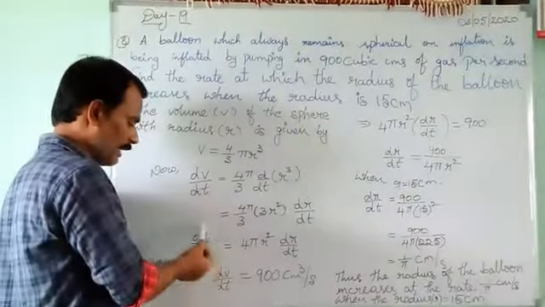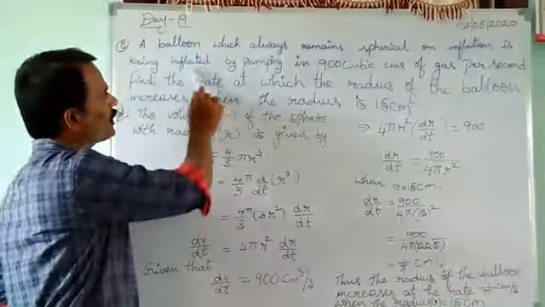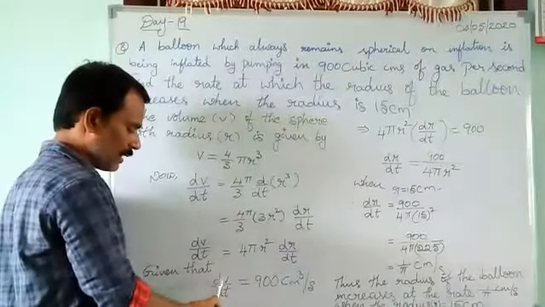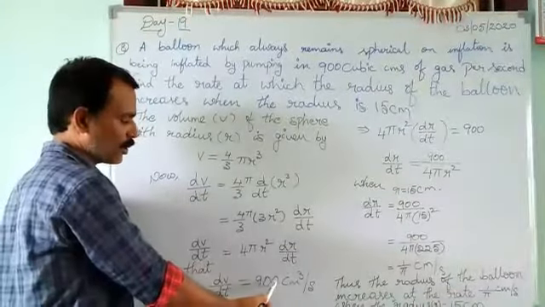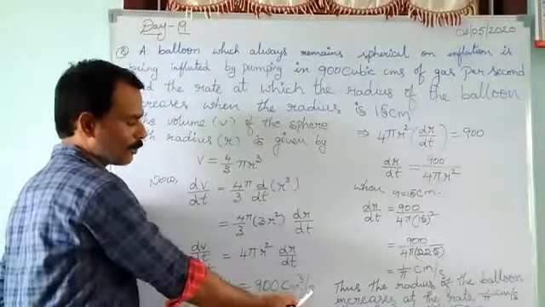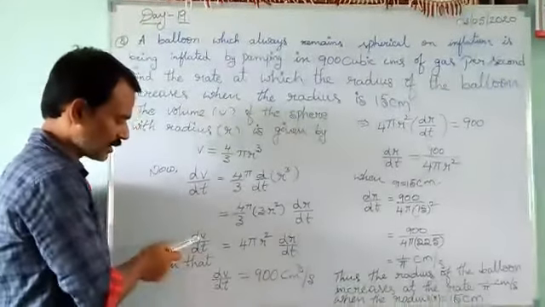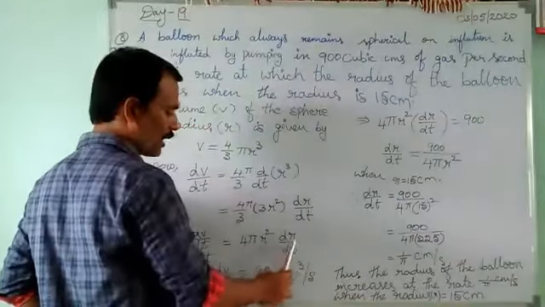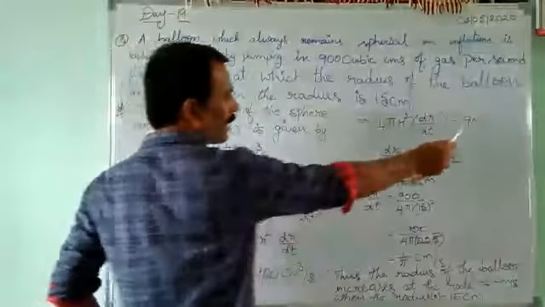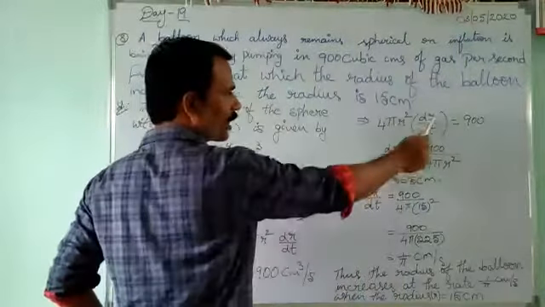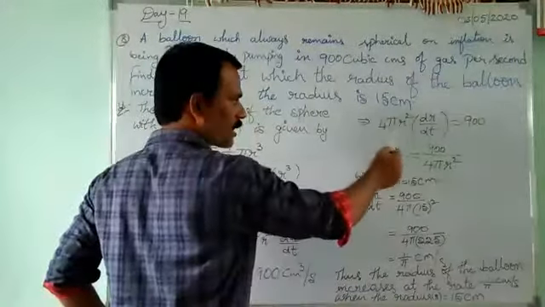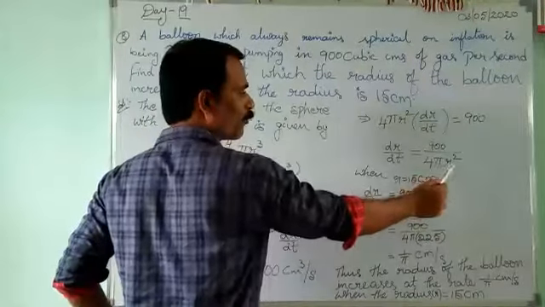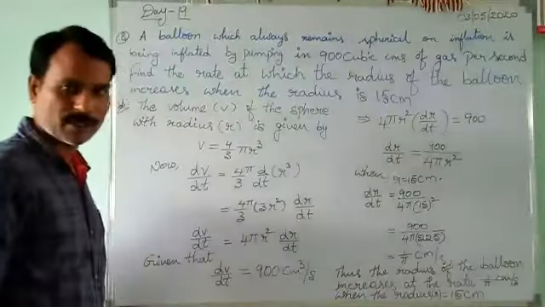Guys, dV by dt we already have one value. What is that? 900 cubic centimeters of gas per second. That's why given that dV by dt is equal to 900 centimeter cube per second. Just place this value. Now what do you get? 4 pi r square into dr by dt is equal to 900. This term is transposed to the right side. dr by dt is equal to 900 by 4 pi r square.